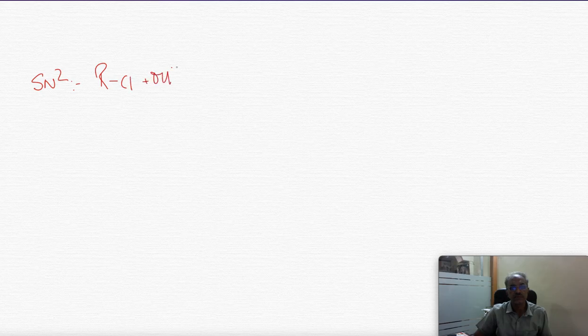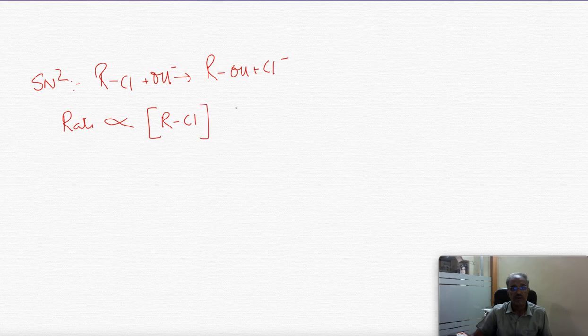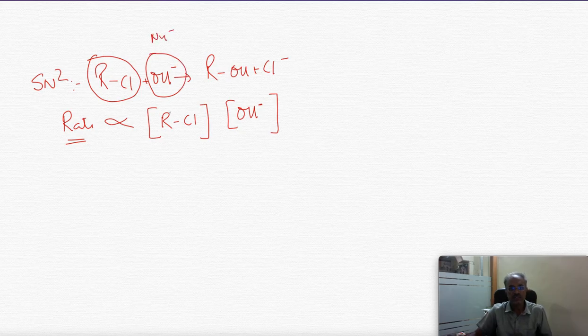This is a strong nucleophile, which can easily undergo the reaction. Now, in the SN2 case, the rate of the reaction is directly proportional to not only the alkyl halide but also the strength of the nucleophile. This reactivity depends on both. The strength of the nucleophile and the alkyl halide are both responsible for this reaction to take place. So there are two things.